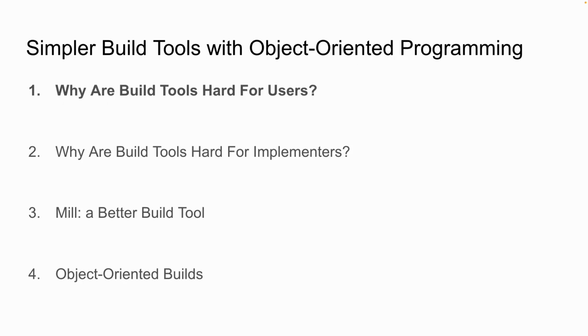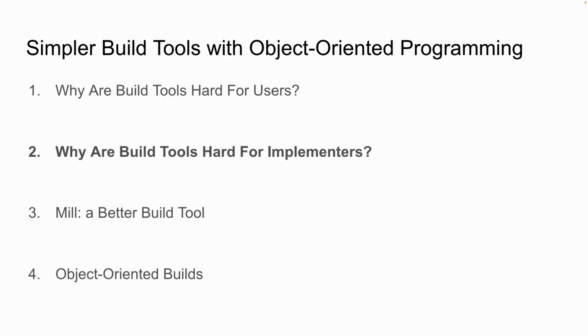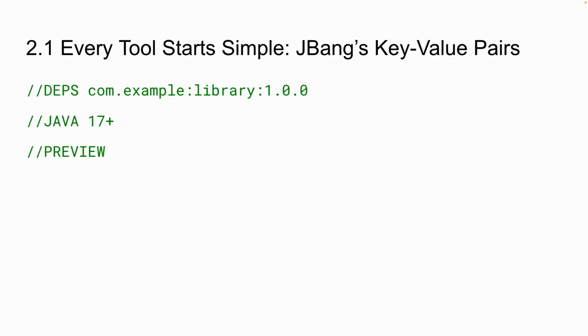So that's why build tools are hard for users, but why doesn't someone just go and make a better build tool if the current build tools are not good? And I think the reason for that is that build tools are very hard for implementers of the build tool or designers of the build tools as well. So every build tool starts off simple. You start off with something like JBang.